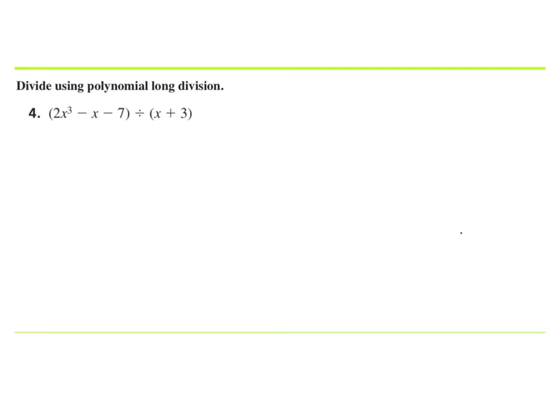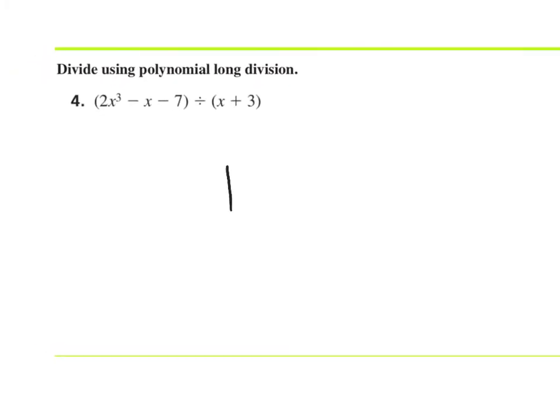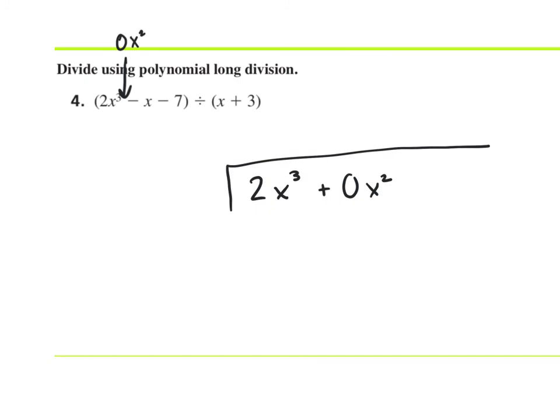Last slide, yay. All right, what goes inside of our box? Perfect, 2x cubed plus 0x squared, because we're missing that x squared term here. So we have to add in that 0x squared, minus x minus 7. So then outside we have x plus 3. What do we do first?